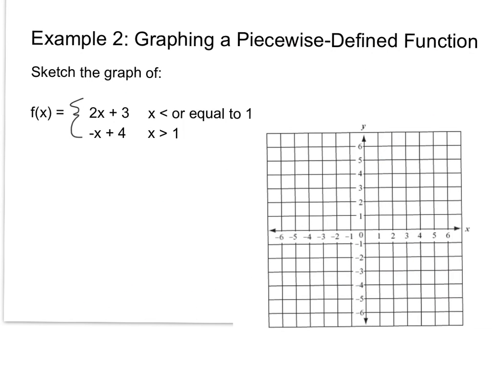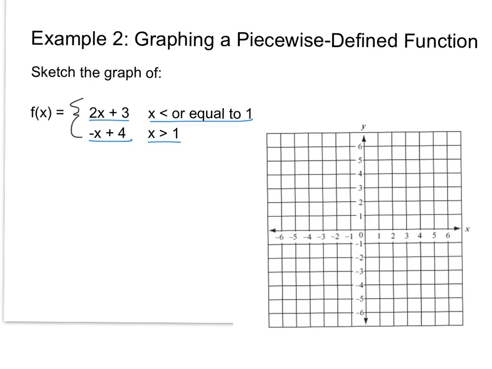Next example is graphing a piecewise defined function. We've got a piecewise defined function here that is f of x equals 2x plus 3 if x is less than or equal to 1, and negative x plus 4 if x is greater than 1. The way that we need to approach this is to graph the two functions and eliminate what we don't need.